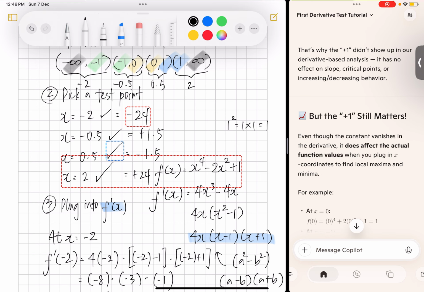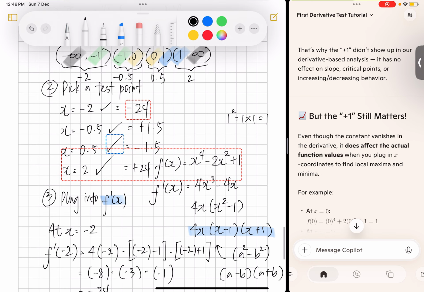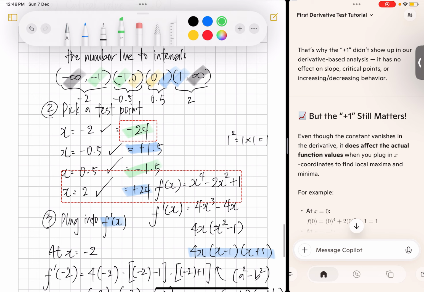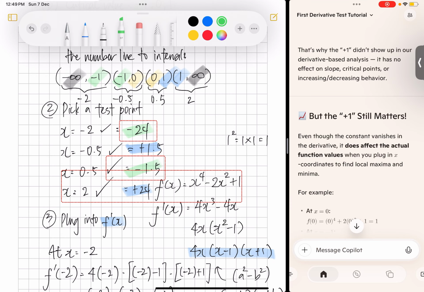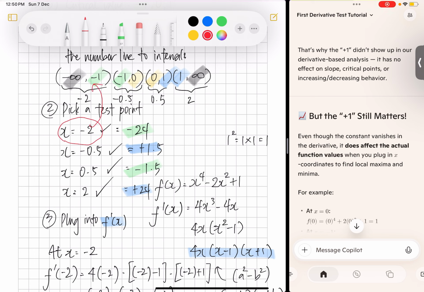From here, we can see that two of them are negative, two of them are positive, and there's a relationship between them. If this 2 is positive, this 2 is positive. And if this 2 is negative, they also have a relationship. What is the interval that we used for each test point? At negative 2, we used this one, right?